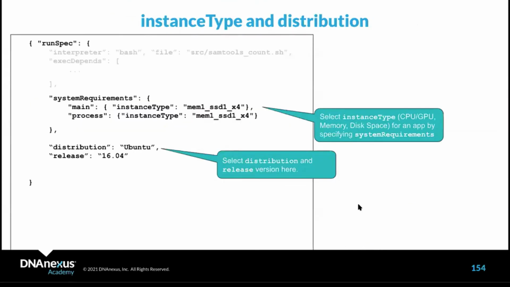The run spec is also where you're able to customize the instance type. For example, if you need an instance that requires GPUs, you can select an instance type that contains that. That's done within the system requirements element. You can also specify the underlying distribution of Linux, and then what release you want to use for that.